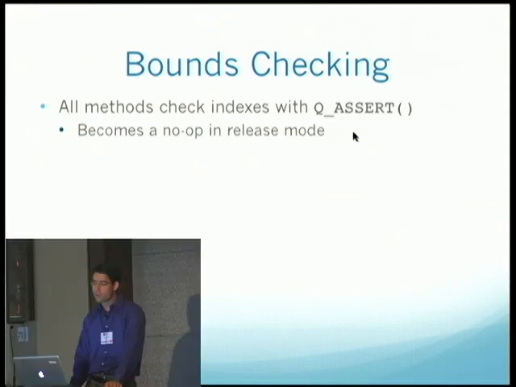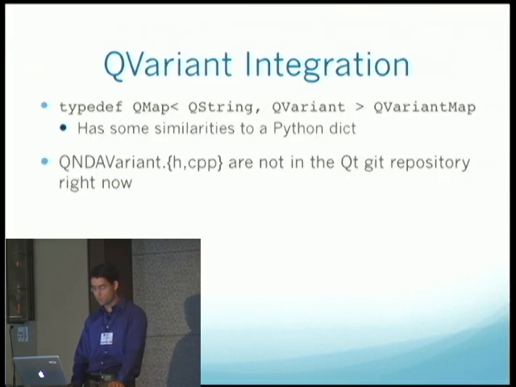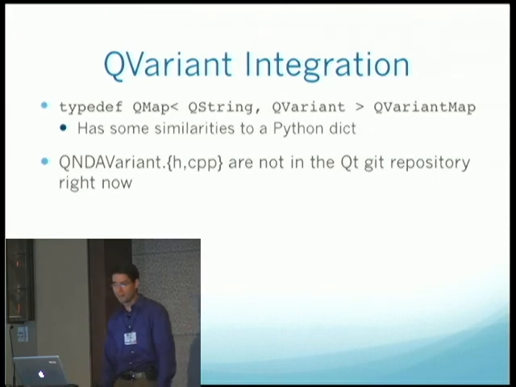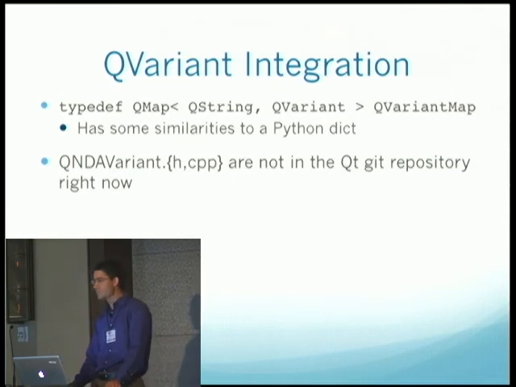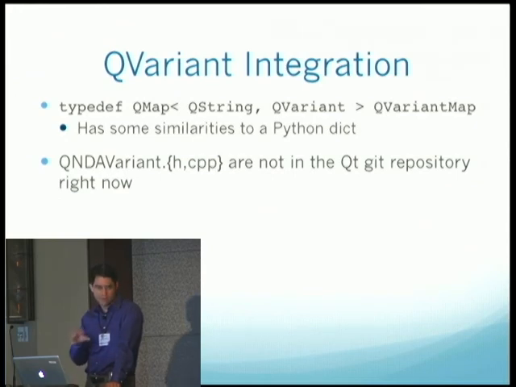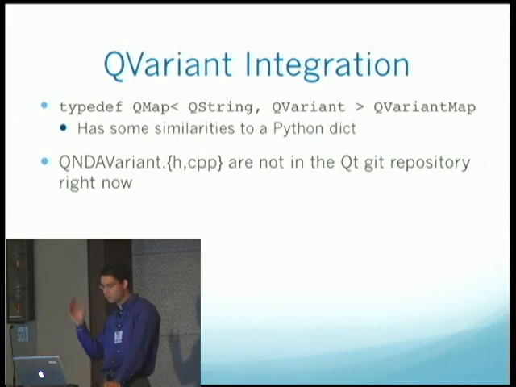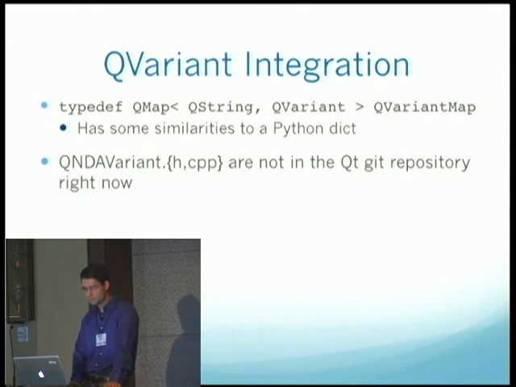Bounds checking, we have to do bounds checking, and the way that's currently done is using QAssert, which then turns into a no-op if you're not compiling in debug mode, which, depending on your perspective, is a good thing. I think I'm still a Python programmer at heart, so I can't get away from having a dict. I just can't. So there is something that's somewhat like that called a QVariantMap in Qt. But that code is not the real integration into a QVariantMap of a QNDArray. That's not uploaded to the Qt repository right now.